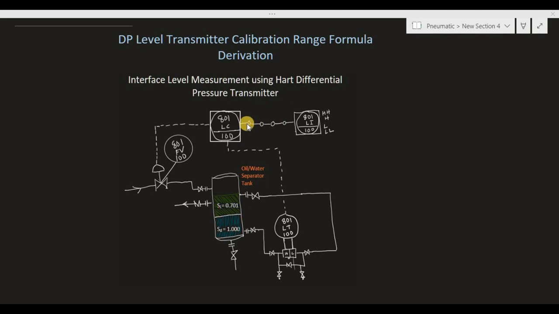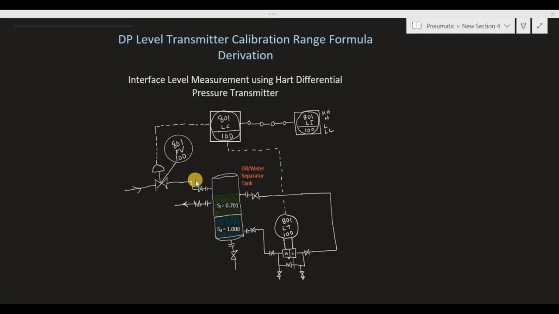And also the level controller sends a 4 to 20 milliampere signal to the IP positioner that is part of the control valve, which is here, installed in the employment line of the tank. The positioner converts the signal into a pneumatic signal and adjusts the valve's opening to regulate the flow rate of the employment liquid, thereby maintaining the desired level in the tank. Okay, by using this instrumentation setup, the interface level of the liquid in the oil separator tank can be accurately measured and controlled, ensuring that the separation process runs smoothly and efficiently.